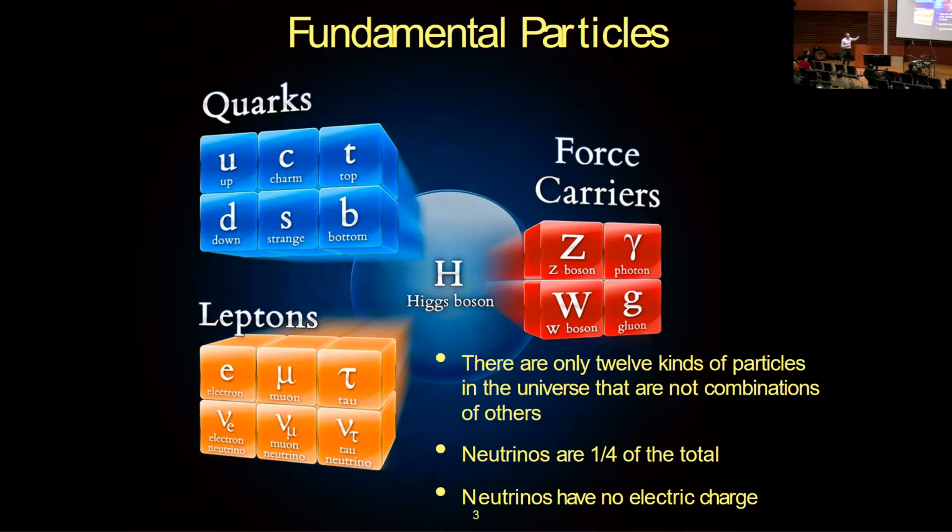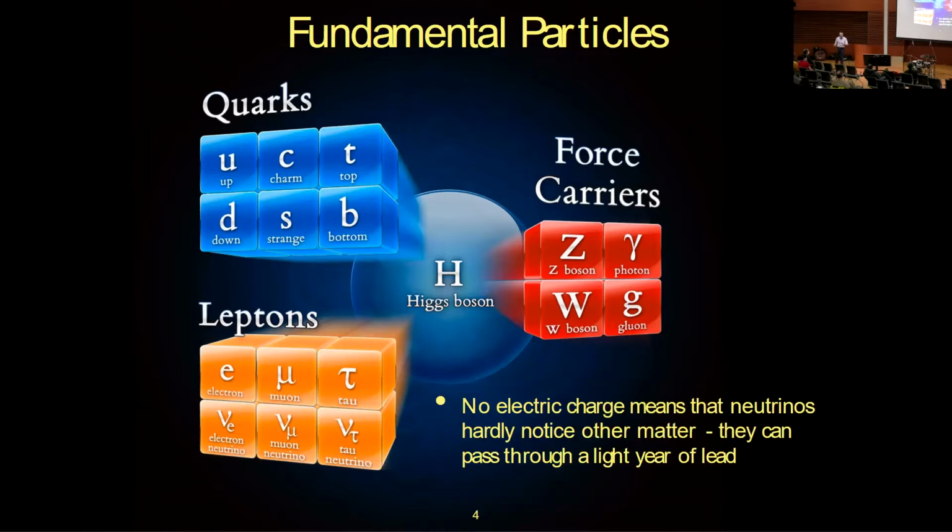They also are interesting because they have no electric charge. They're completely electrically neutral. An electron has a negative electric charge, so does a muon and a tau. A neutrino has 0 charge. And what that means is that neutrinos hardly notice any other type of matter. They can just pass through everything. So if you stuck a neutrino in front of a light year of lead, so that's a piece of lead that is 1 light year long, or the distance that it takes light to travel in 1 year, it will just pop out the other side. And that's why a lot of people have called it over the years the ghost particle. It basically walks through walls. It just goes through anything and it doesn't care.